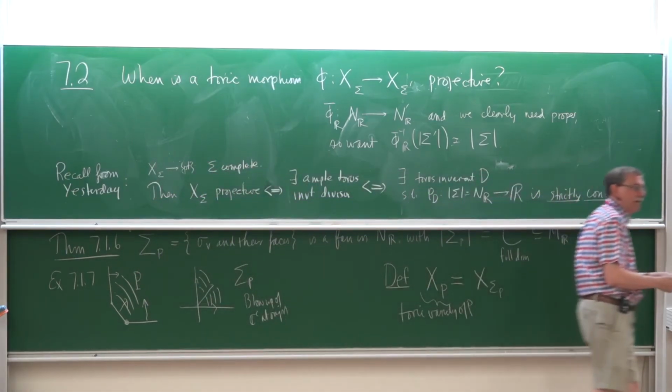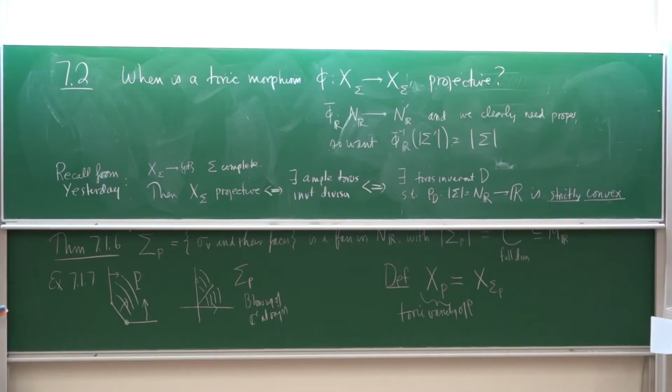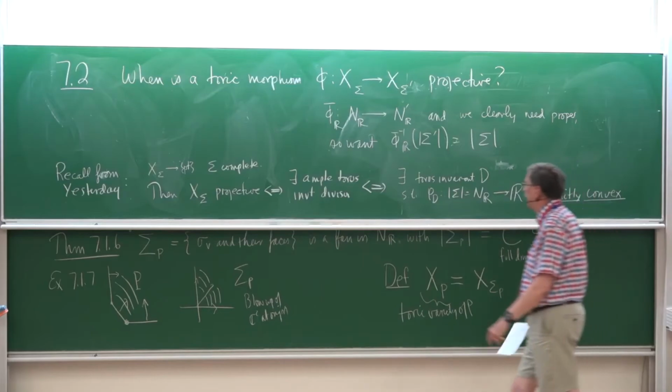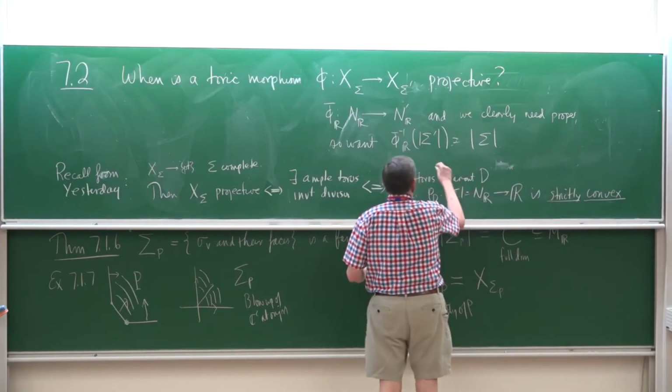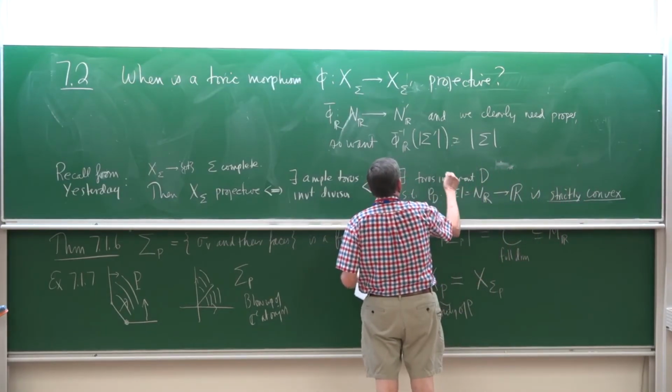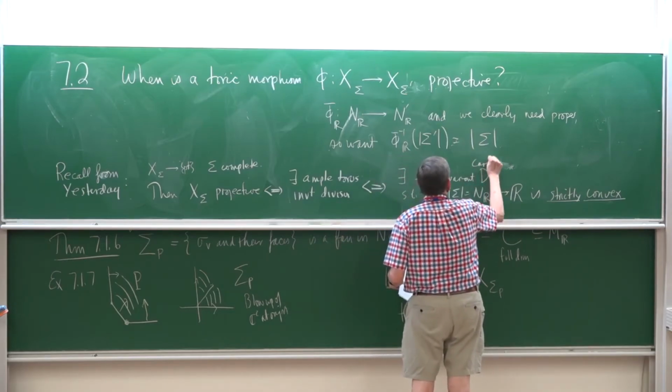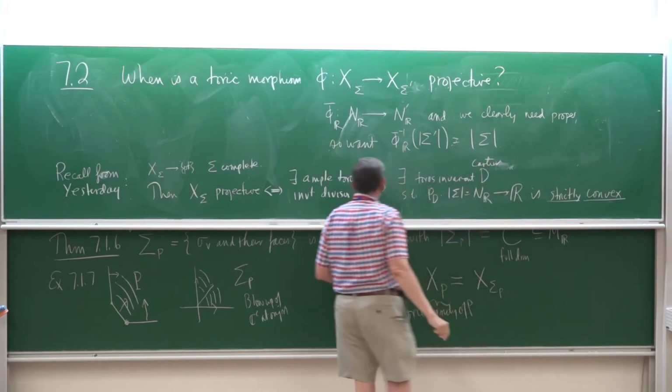Excuse me. Yep. So for that last equivalence, the right side only applies for ample for Cartier divisors. Oh yeah, so sorry. There exists a torus invariant Cartier divisor. Yeah.